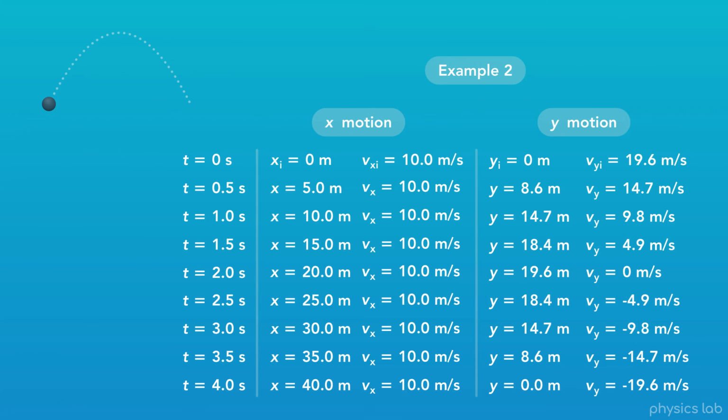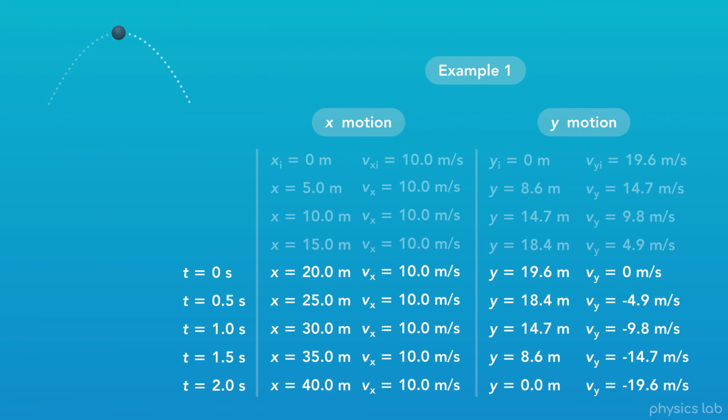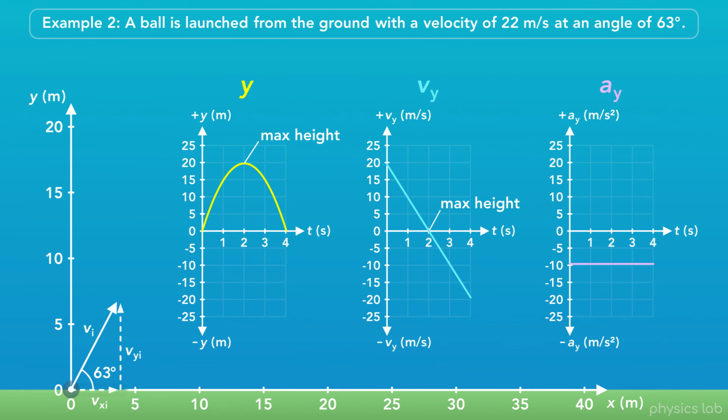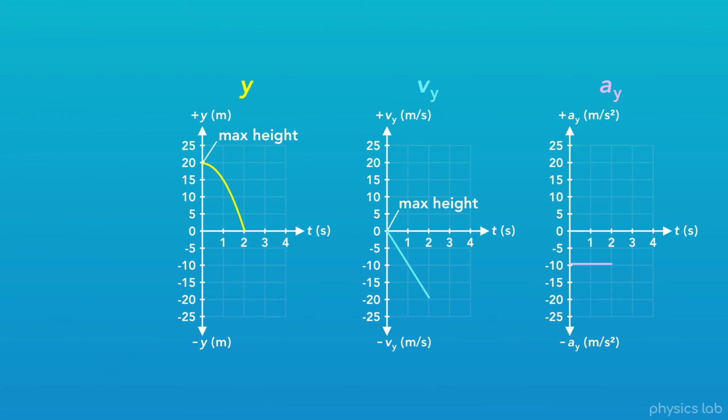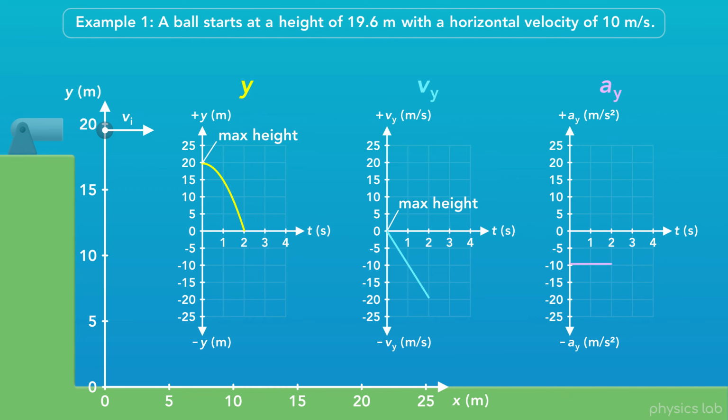Here's the x and y positions and velocities for the second example. If we start the clock 2 seconds later, we get the values for the first example. If we start with the y motion graphs from the second example, and we shift them 2 seconds to the left, we get the graphs from the first example. So the ball starts at a height of 19.6 meters and a y velocity of 0.